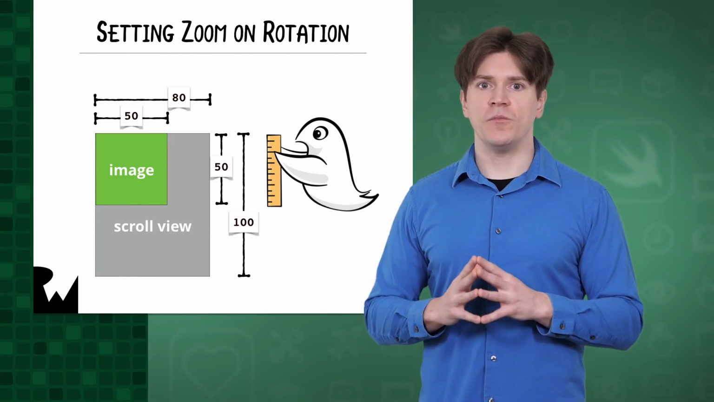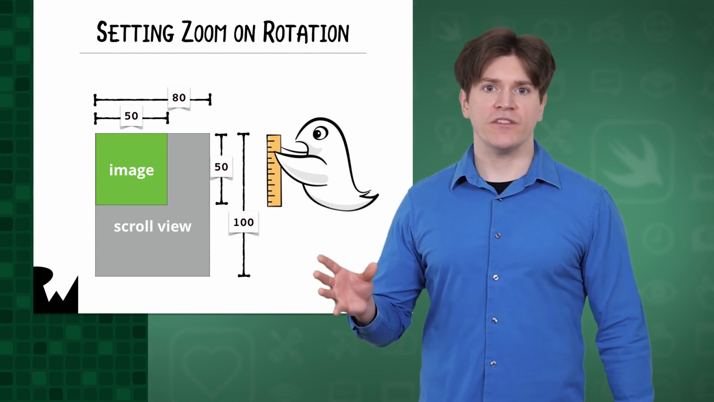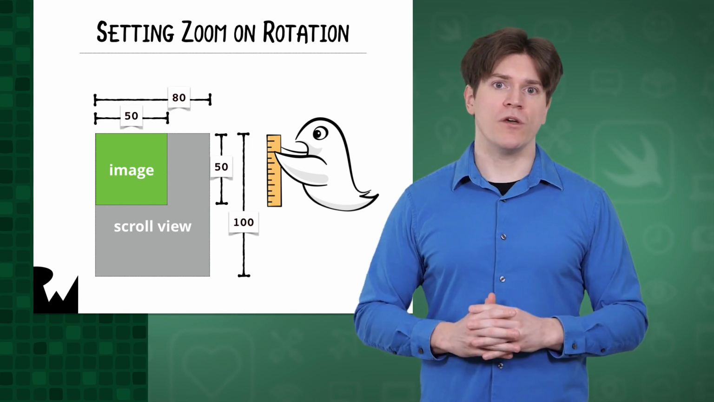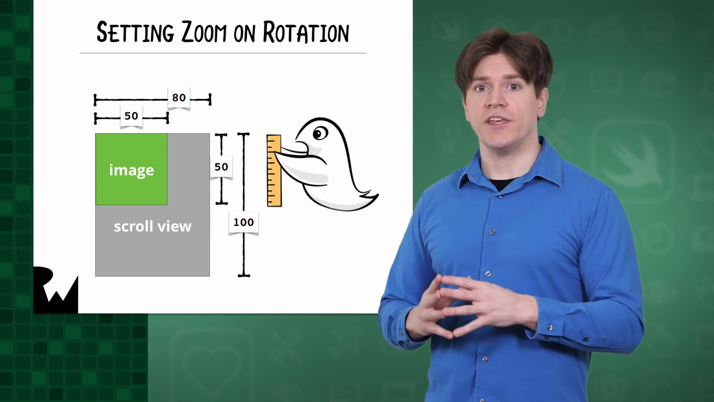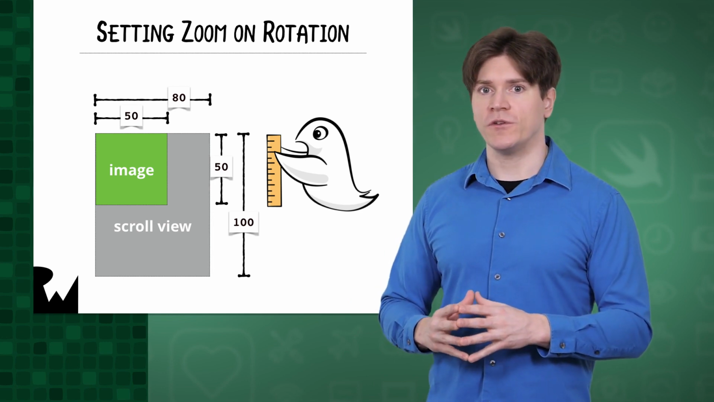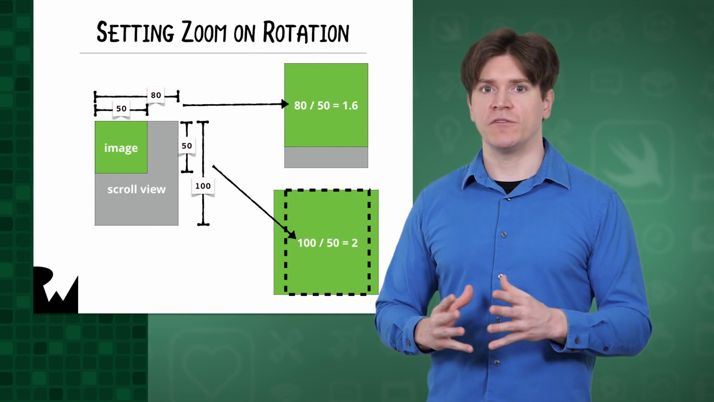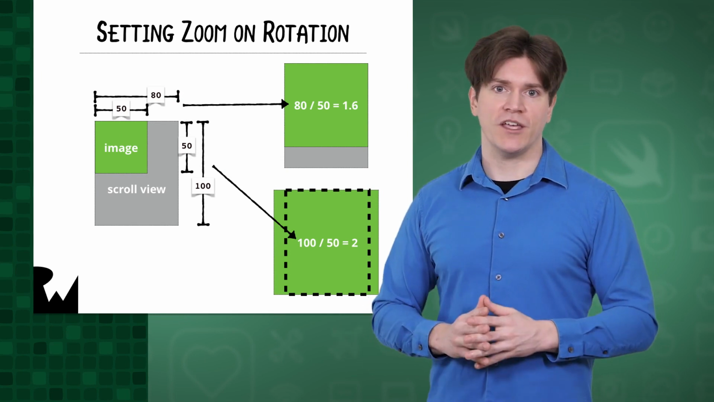Our goal is to zoom the image to fill up the scroll view in one axis. We can do that by comparing the size of the scroll view and the image, and then setting the zoom scale based on whether the image is closer in size vertically or horizontally. In this example, the image is 50 by 50 and the scroll view is 80 by 100. To find out how much the image would need to scale up to fill the scroll view in either direction, divide the size of the scroll view by the size of the image.